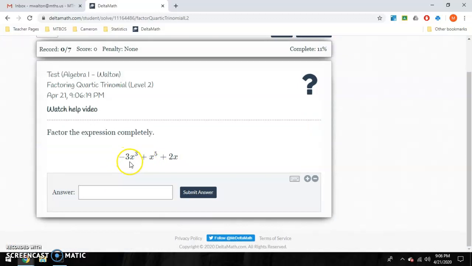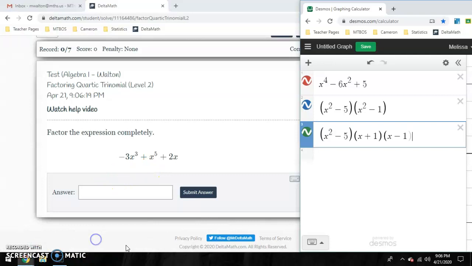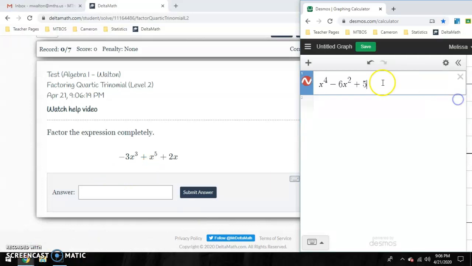We have negative 3x cubed plus x to the fifth plus 2x. And we really haven't seen anything with x to the fifth before, but I promise you this is going to look very, very similar to all of the other problems that we have done. All right, so here we go. Negative 3x to the third plus x to the fifth plus 2x.